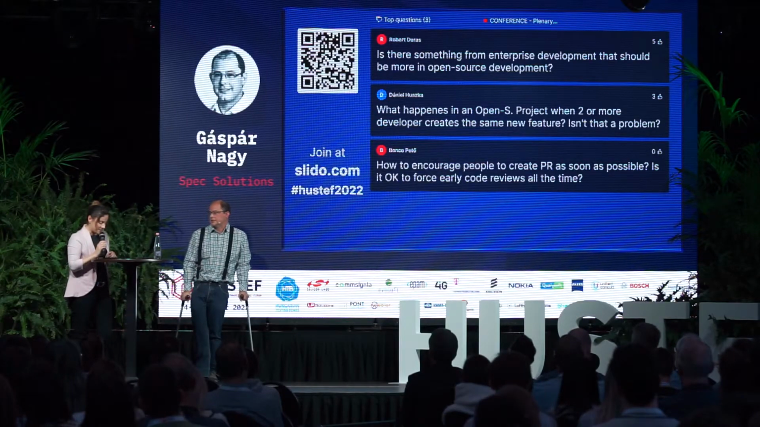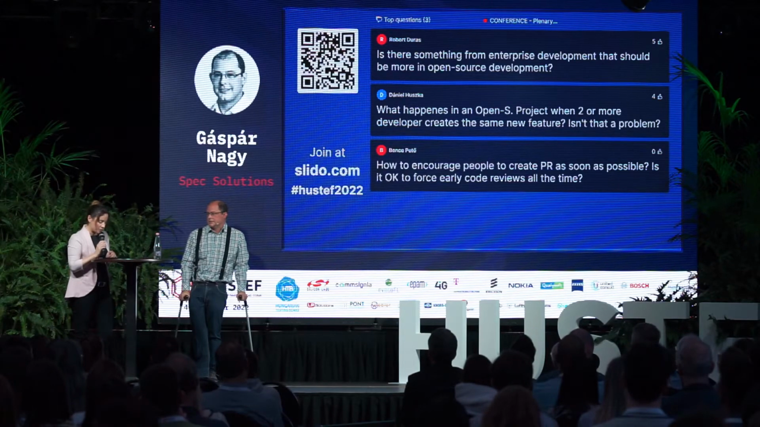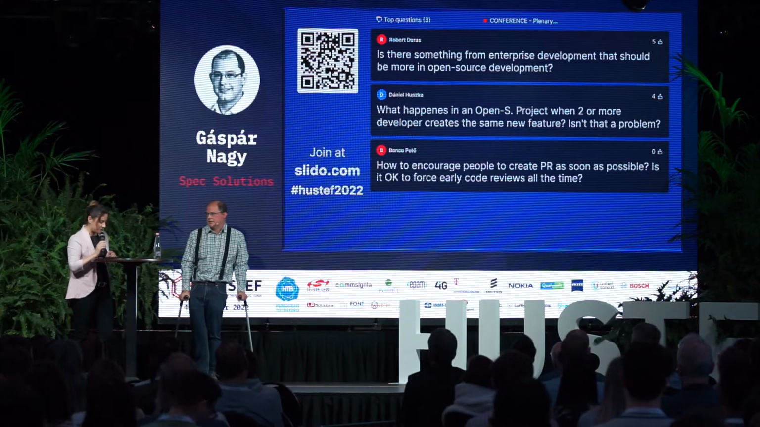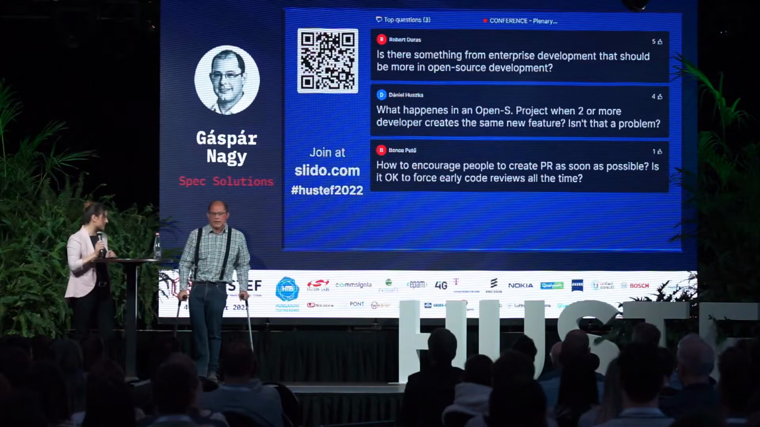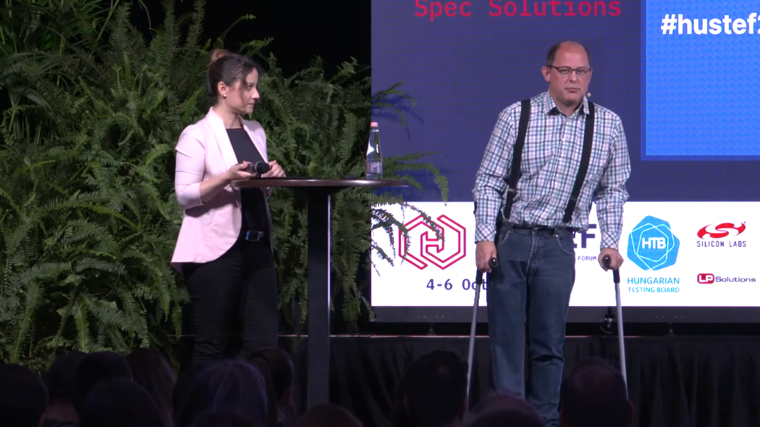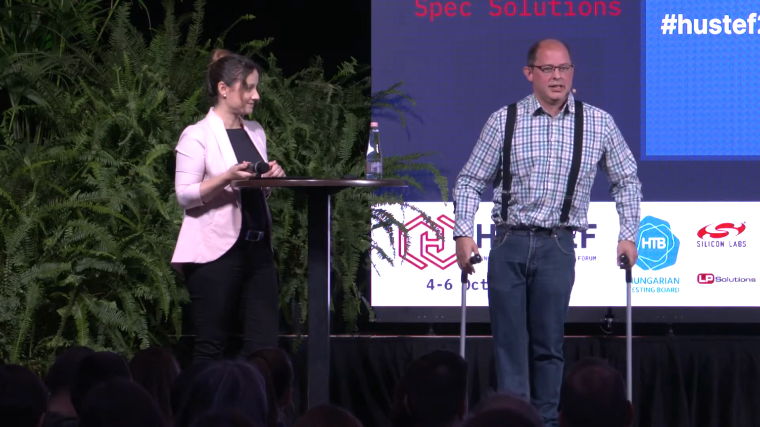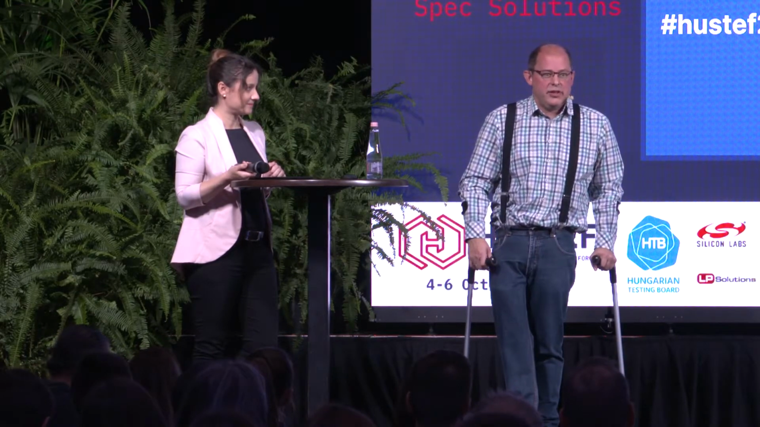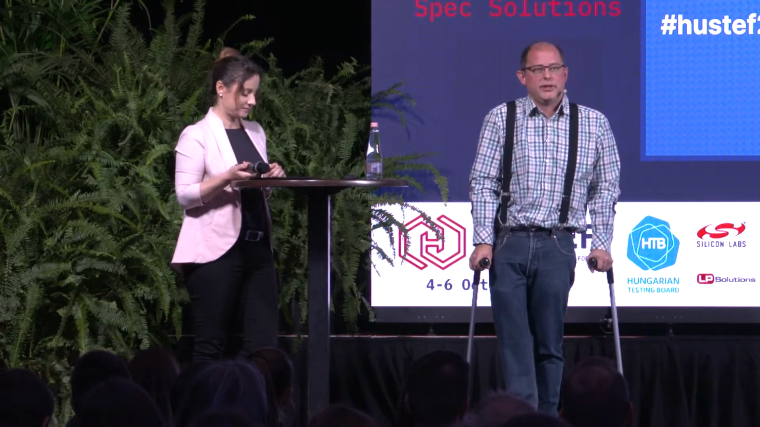What happens in an open source project when two or more developers create the same new features? Isn't that a problem? I don't think so. Theoretically, obviously, it could happen. I have never seen it. So if that would happen, probably they would realize.